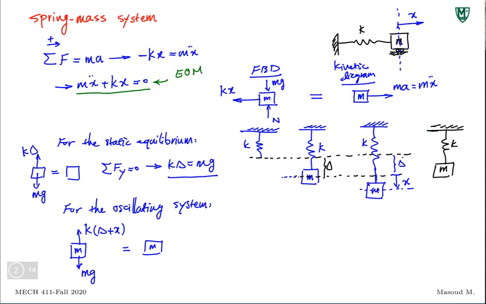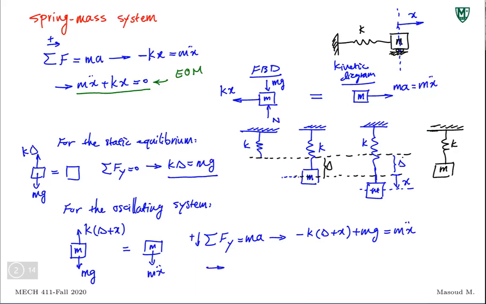mass times acceleration. I'm assuming the mass is going down, this is an assumption I make. So this is going down. Let's not get ahead of ourselves. Mx double dot. And when I write the equation, Ma, I take the direction of the motion that I assumed as the positive direction. So this is positive. So I'll write it now. This becomes minus K times delta plus X, plus mg, positive downward, is equal to Mx double dot.